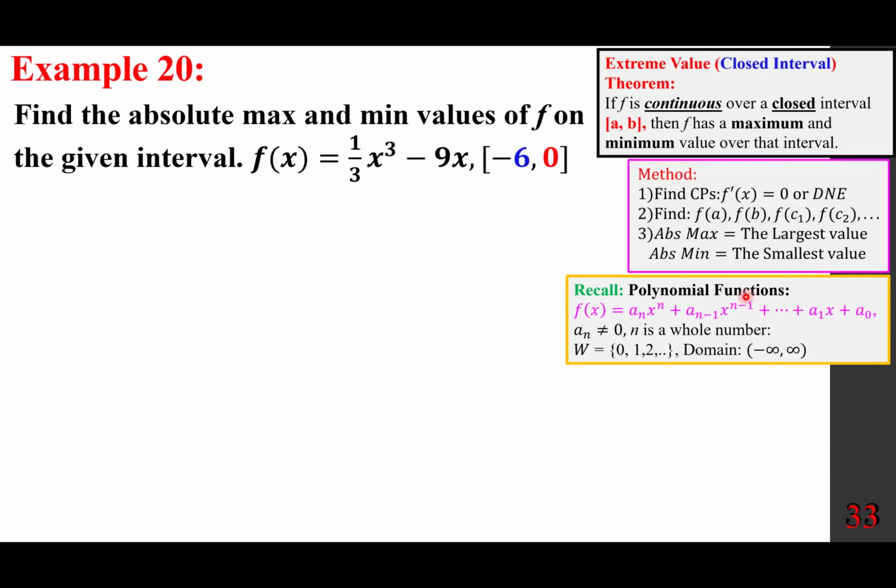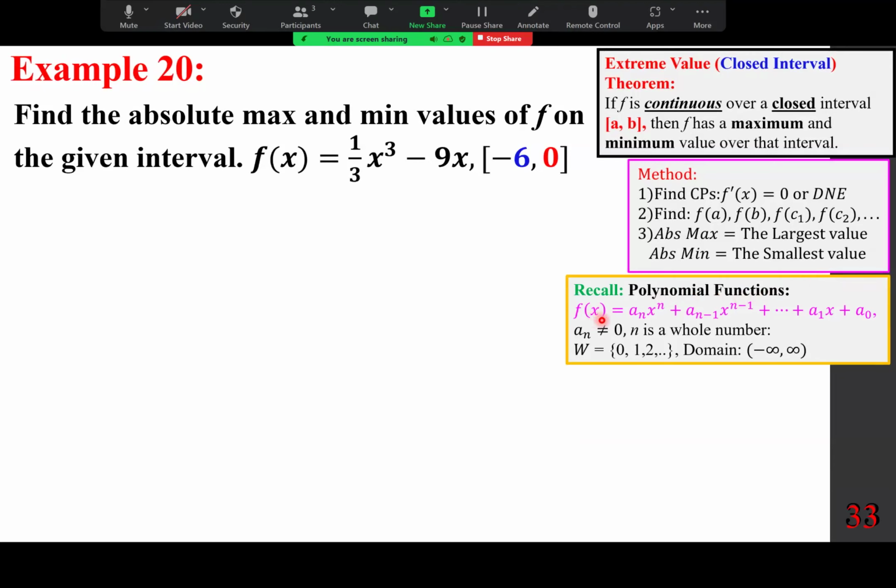Recall, what is a polynomial function? A polynomial function f of x or p of x is in the form of a sub n x to the power of n plus a sub n minus 1 x to the power of n minus 1 plus all the way to a sub 1 x plus a sub 0. This is the constant. This is the leading term. A sub n is the leading coefficient, where the leading coefficient can't be 0. N must be a whole number. All of these exponents must be whole numbers. And the domain is all real numbers. This is reminding you of a polynomial function.